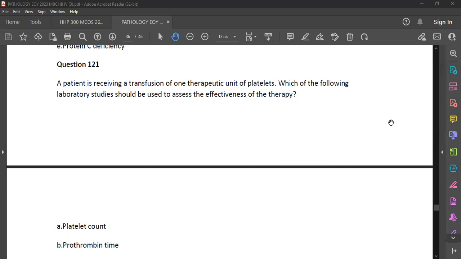We've talked about that a lot of times. Bleeding time is platelets and your blood vessels. So if you're giving platelets, to be able to see the effectiveness of that therapy, you want to check out your bleeding time. Are my platelets functioning well? Is the platelet function being restored?